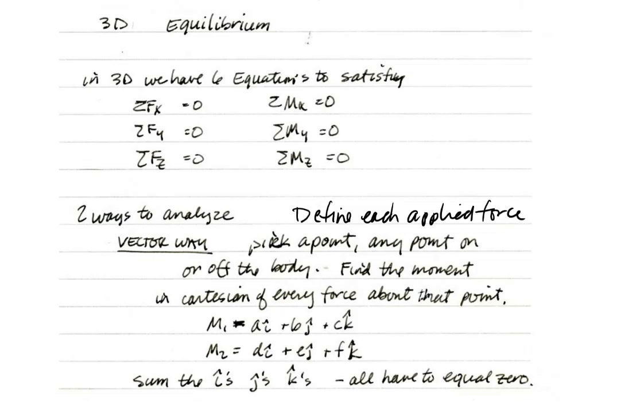For example, this could be the moment caused by a particular force. This could be the moment caused by another force. They're each going to have I, J, and K components, and then we're going to sum up all of the I's, which will be the moment about the x-axis, and sum up all the J's and then all the K's. Every one of these problems will have reactions to satisfy as well, and that's kind of where the point is.